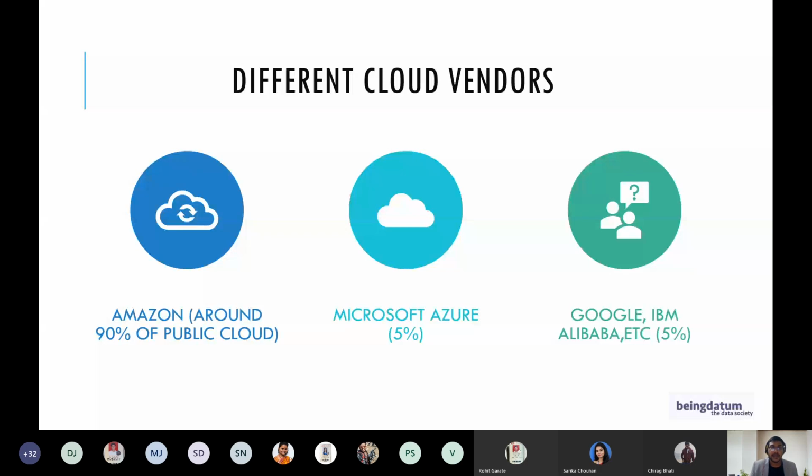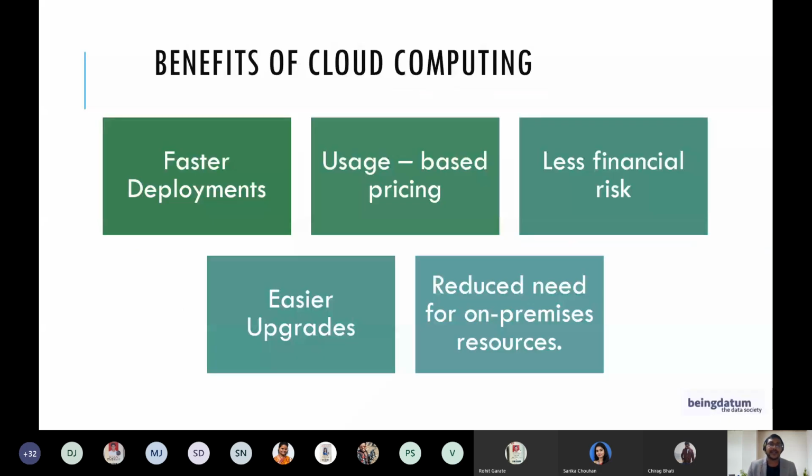Okay. Now, the benefits of these clouds are that when you are deploying on premises or in your local environment, it takes time because of memory, because of performance, because of the internet and other stuff.